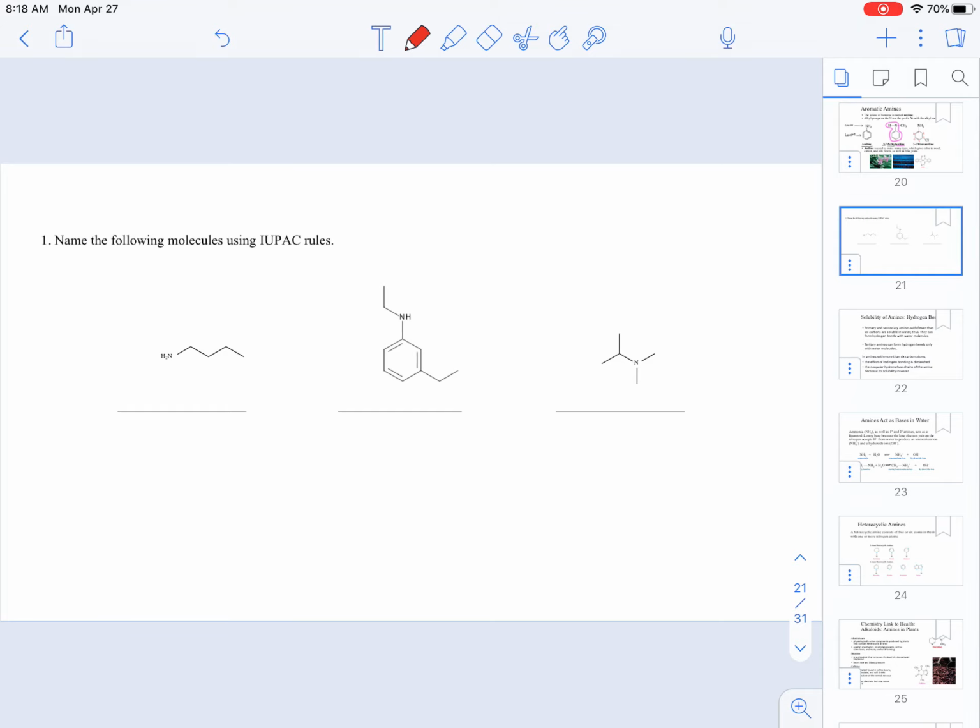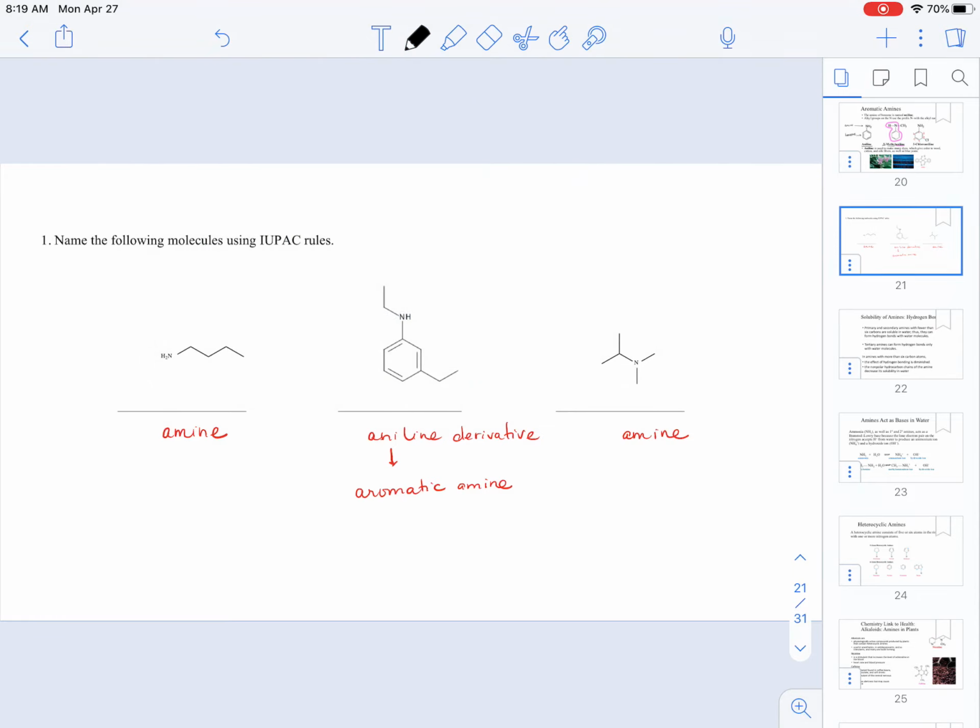Now let's practice naming amines or aniline derivatives. So I'm going to do all 3 problems on the worksheet. And in the first one, we have an amine. On the second one, we have an aniline derivative. And in the last one, we have another amine. Remember that aniline, I just want to specify, is just an aromatic amine. So aniline is an amine.